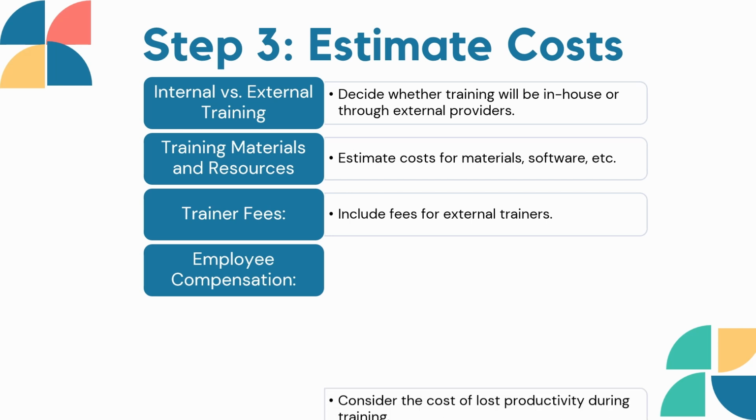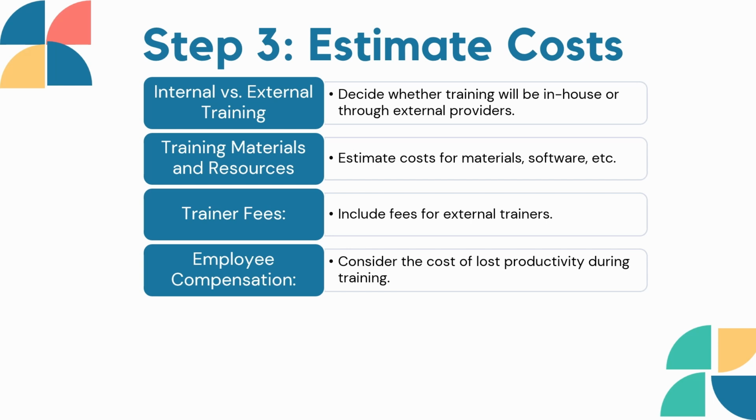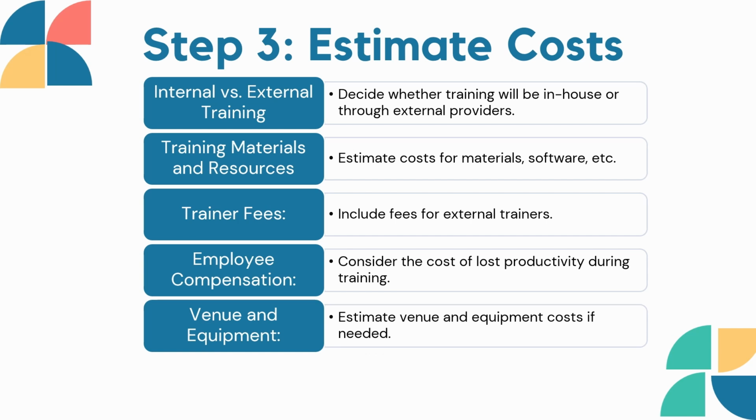Employee compensation. Remember to factor in the cost of lost productivity during training. When employees are in training, they are not contributing to their usual work, which represents an indirect cost to your organization. Venue and equipment. If your training requires a specific venue, estimate the costs associated with renting the space and any necessary equipment like projectors or computers that might be required to facilitate the training effectively.